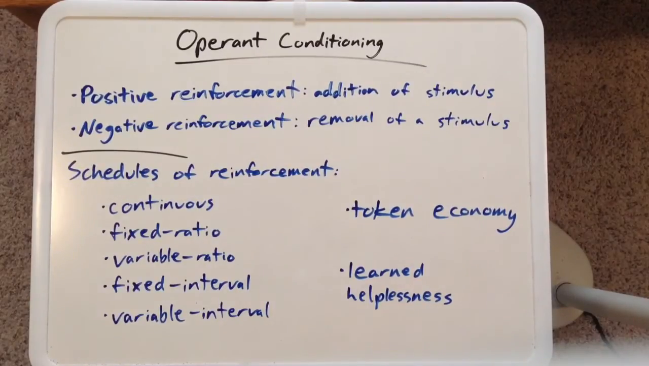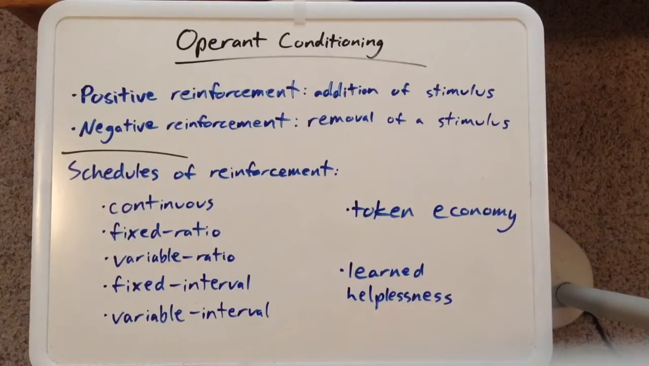So for some more terms related to this concept, the schedules of reinforcement that you'll want to know. Continuous is basically any kind of reward for any correct response. So say every time you pull the lever, you get a pellet. That would be continuous reinforcement. Fixed ratio is kind of similar, but it's not for every correct response. Say it's for every 5 correct responses. So every 5 times that the rat pulls the lever, you get a reward. That would be fixed ratio.